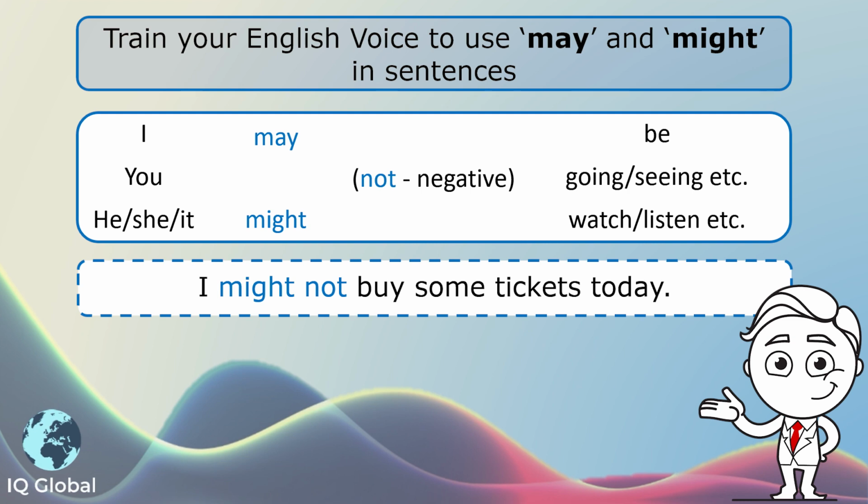Let's have a look at the negative sentence example. I might not buy some tickets today. Subject I, followed by might, not. Not makes it negative, followed by the verb buy.